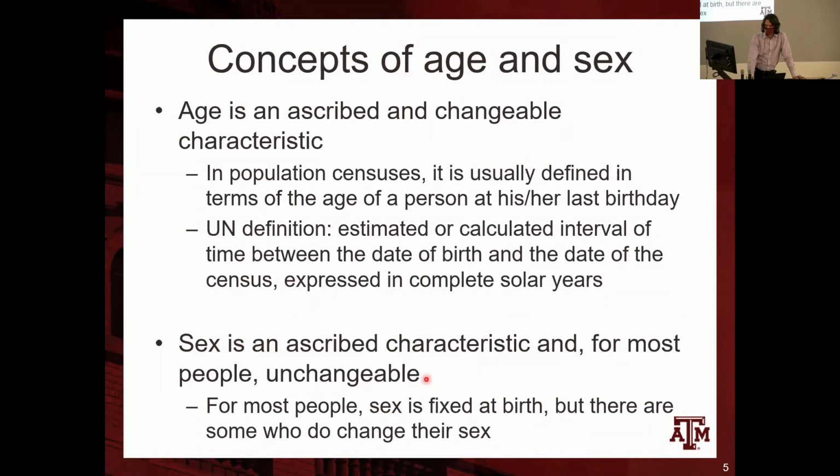Sex is an ascribed characteristic, and for most people it is unchangeable. For most people, sex is fixed at birth, but there are some who do change their sex. But usually it's fixed at birth. We know that there are exceptions, and the information about sex has also been debated a lot in recent decades. Usually we collect information about sex self-reported, and we just give the options of male and female, but some more recent surveys also include other options such as non-binary. But usually older surveys and censuses, and even current ones, you classify yourself as being either male or female.